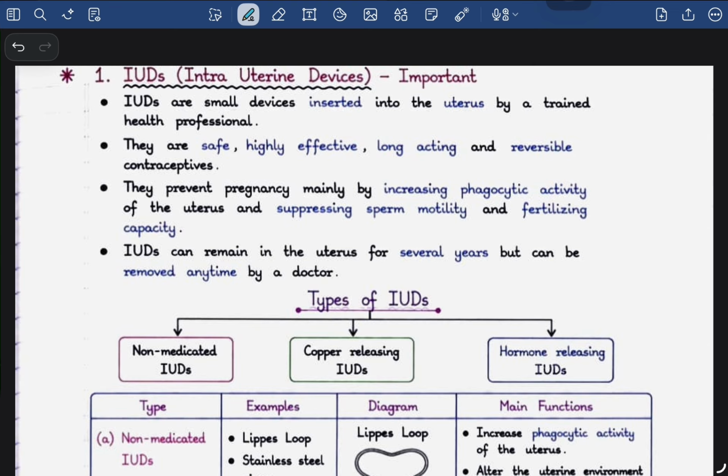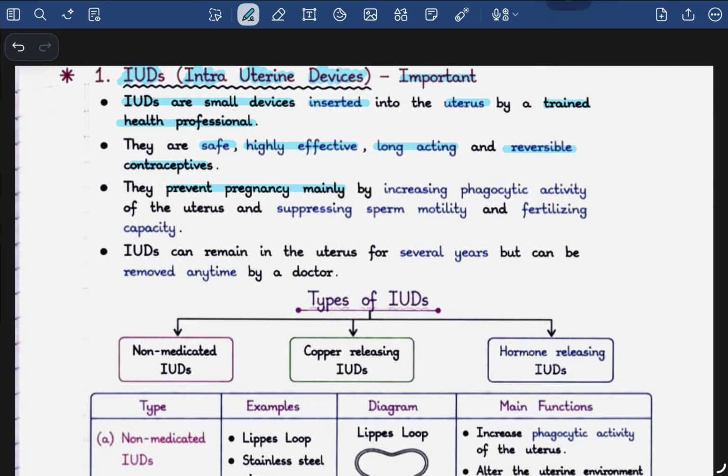Now the next category is intrauterine devices. Intra means that these things will be present inside the uterus, and it is very important with respect to the exam point of view. IUDs or intrauterine devices are small devices inserted into the uterus by a trained health professional, not untrained, trained health professional. They are safe, highly effective, long acting, and reversible contraceptive. So it focuses on all the characteristics that a contraceptive should have. It is safe, it is highly effective, it is long acting, and it is reversible. Most importantly, it is reversible.